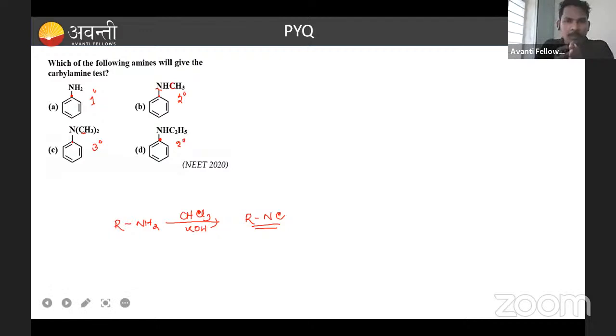Obviously, we know the carbylamine test is given by the primary amine. Which is the primary amine? This is our primary amine. So the correct answer is this one. Everyone understood how to solve this type of question? First, you have to know what the carbylamine test is. It is a test for primary amines. The reagent is chloroform in basic medium.